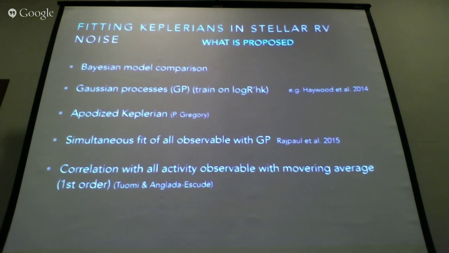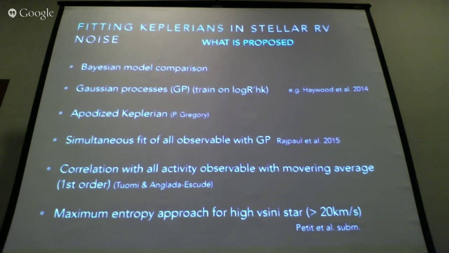With the simultaneous fit of all observables with the Gaussian processes, correlation with all activity observables, with the moving average of the present planet. And it's for a different kind of star, but I also had one with the maximum entropy approach for high-inclination stars that is working well, which is available for very young, fast-rotating stars.